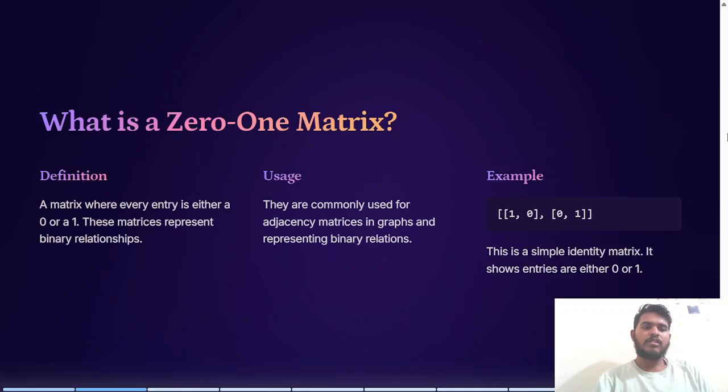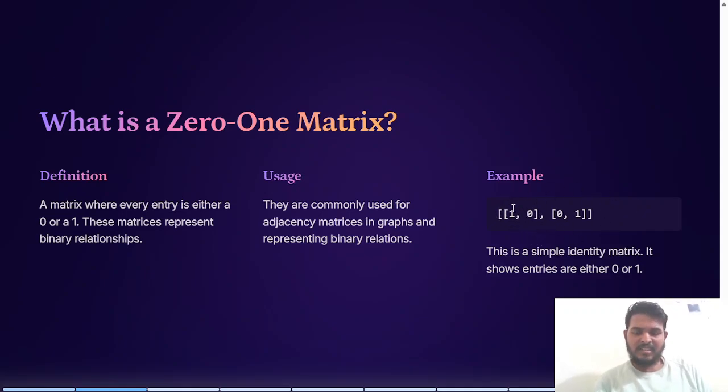So let's start with a quick definition of 0-1 matrices. A matrix where every entry is either 0 or 1 is called a 0-1 matrix. These matrices are representations of binary relationships. So they are commonly used for adjacency matrices in graphs and representing binary relations. One example of a 0-1 matrix is this one.